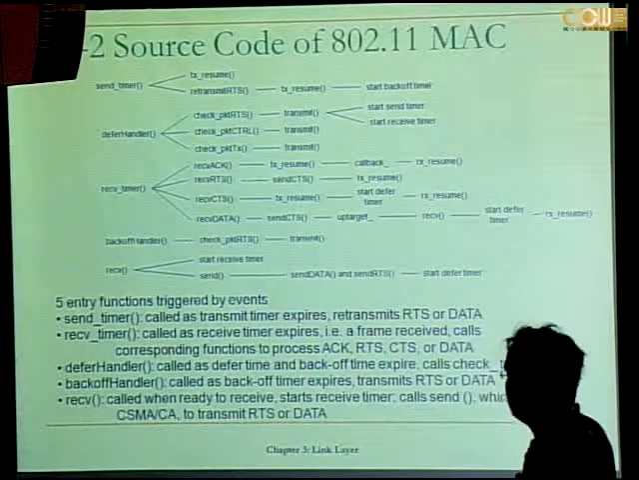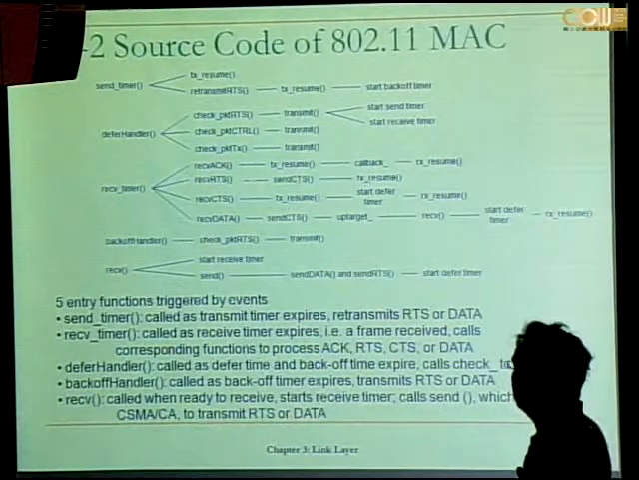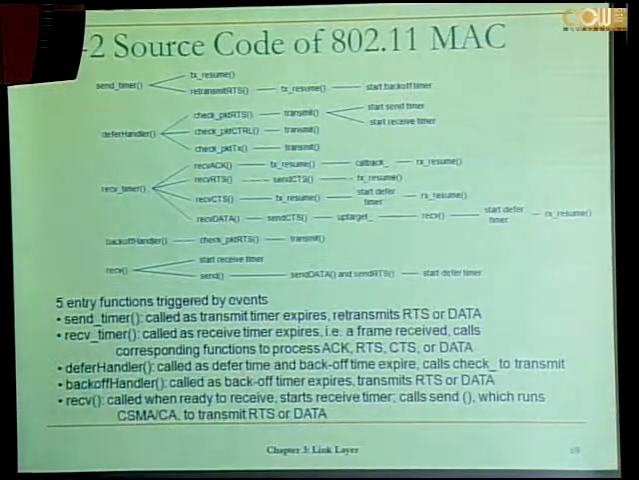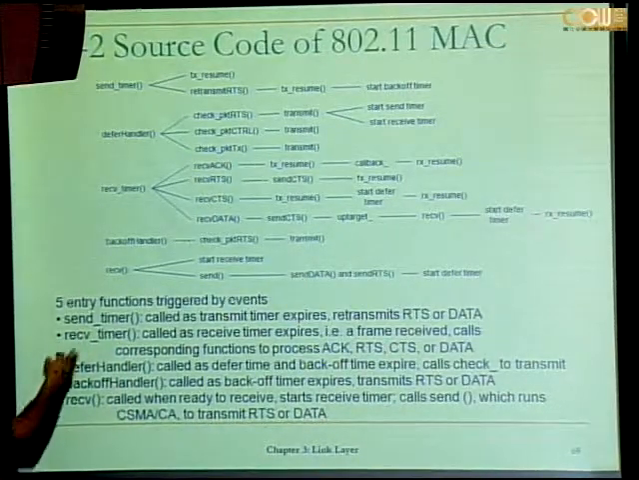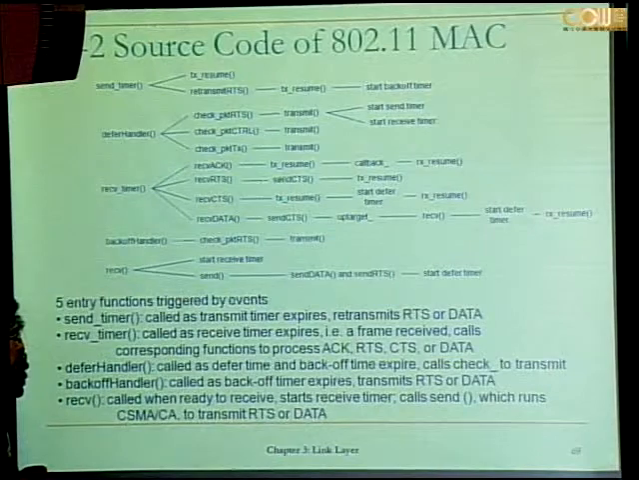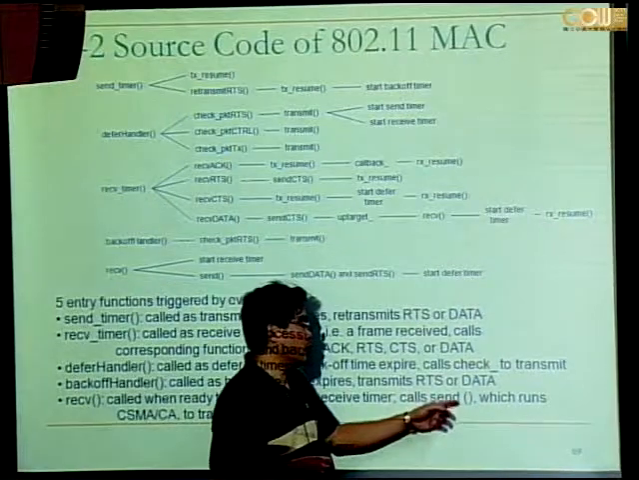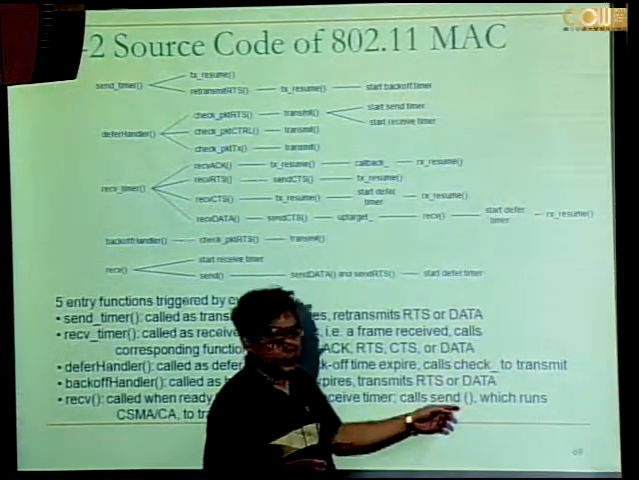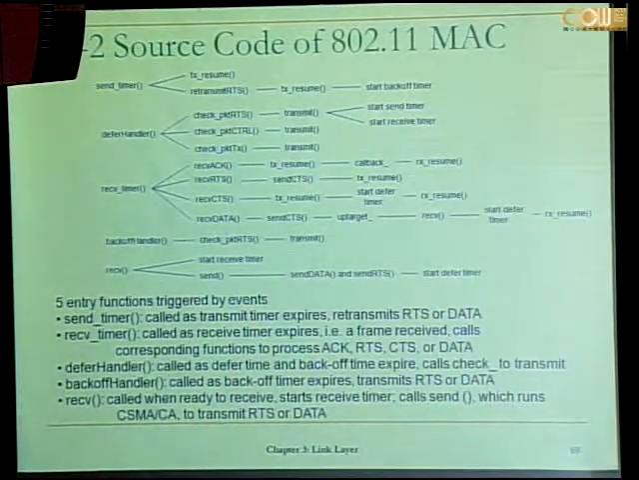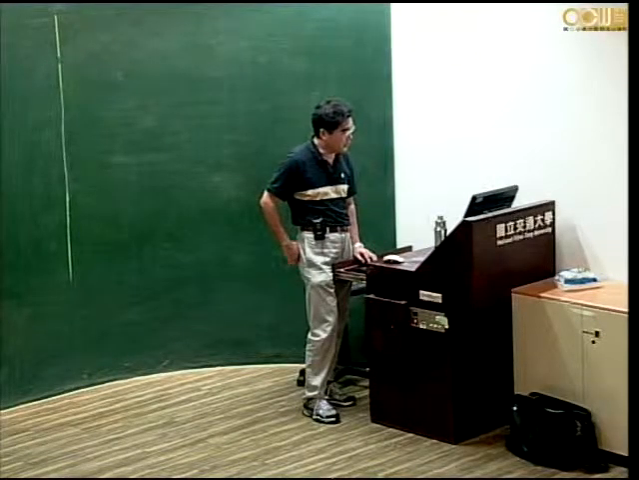You start the receive timer, and if a frame comes in, then the receive timer will expire, and then this function will be called. And then you would call send. If there are frames to send, then this function will proceed. But if you have no frame to send and you call this function, it will be blocked there, waiting for something to transmit. So these are the 5 entry functions triggered by events.